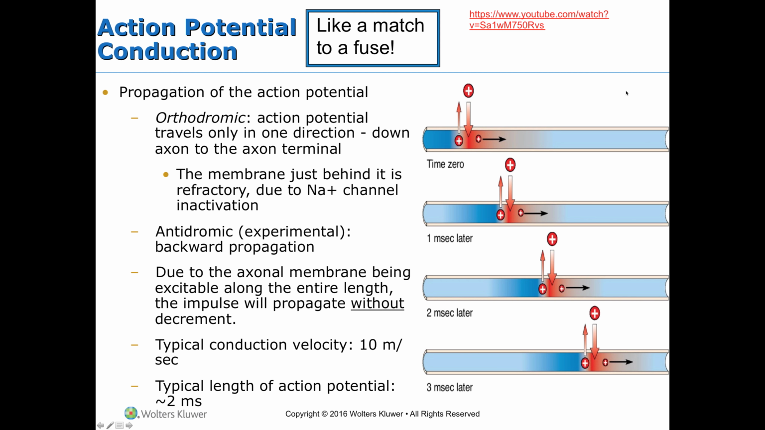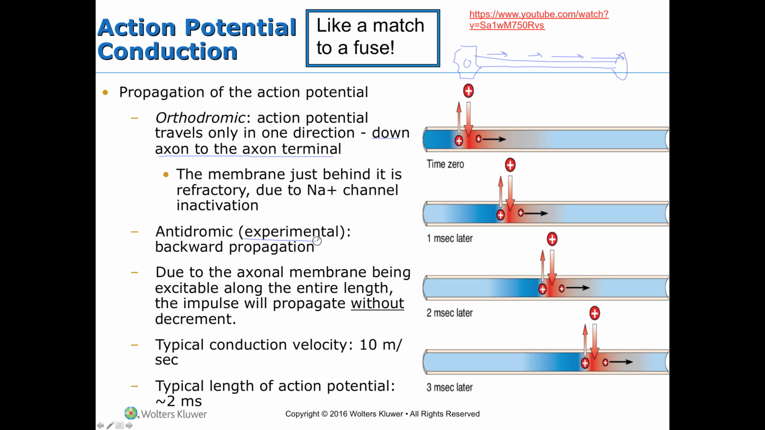Now, how are action potentials conducted and how are they propagated? Action potentials are propagated in an orthodromic fashion, meaning that they travel in only one direction, from the soma down to the terminal. So it goes down the axon to the axon terminal. If you have a cell right here, and the axon, which goes down here to the terminal button, the action potential will travel from the soma or the axon hillock, which is the initial segment, down to the terminal.